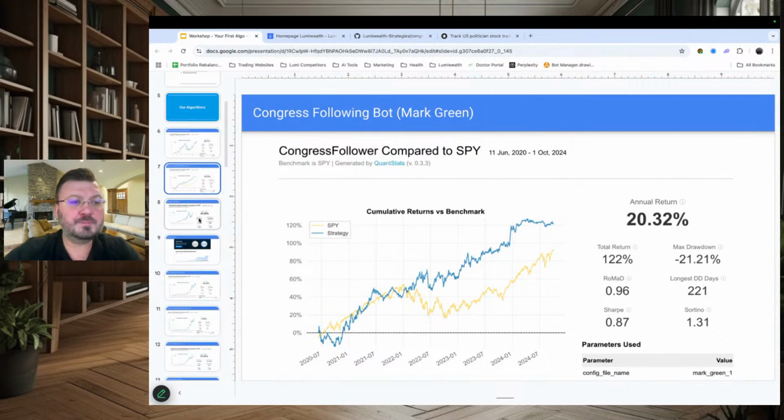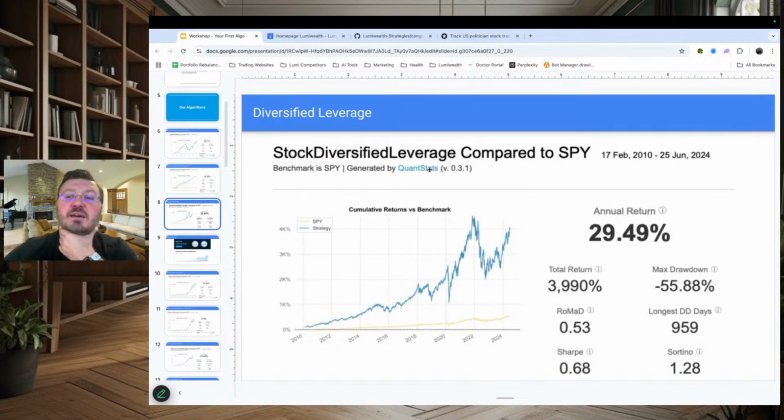Let me show you another one. Here's our diversified leverage bot. This one is one of our tried and true bots. We've been running this for quite some time. This is our back test of how it would have performed from 2010 up until about June of '24.